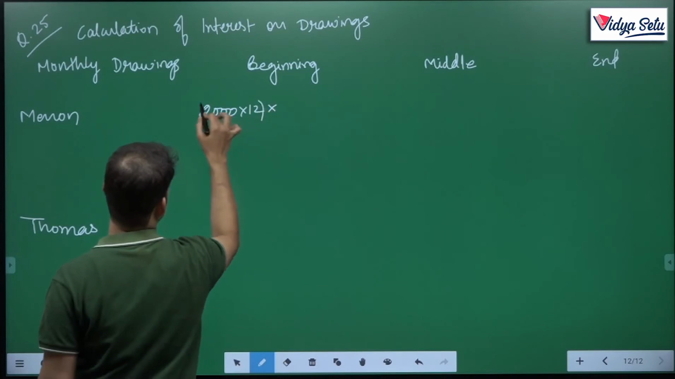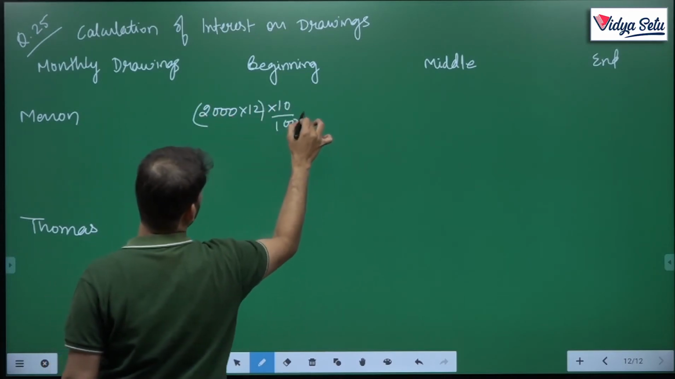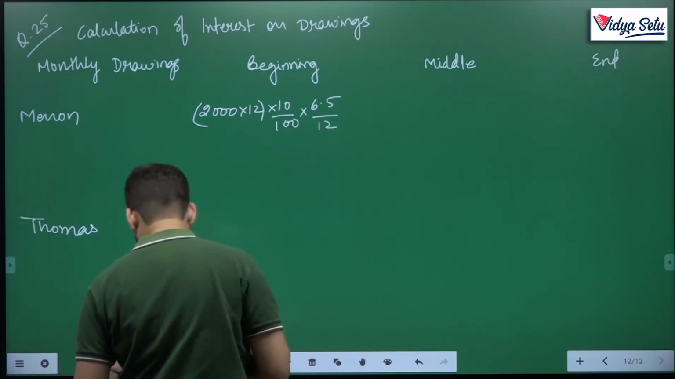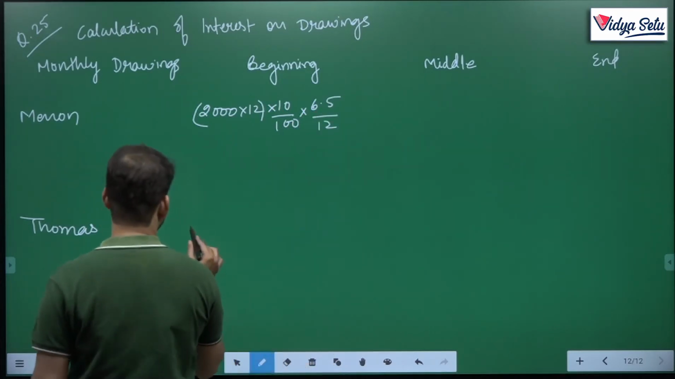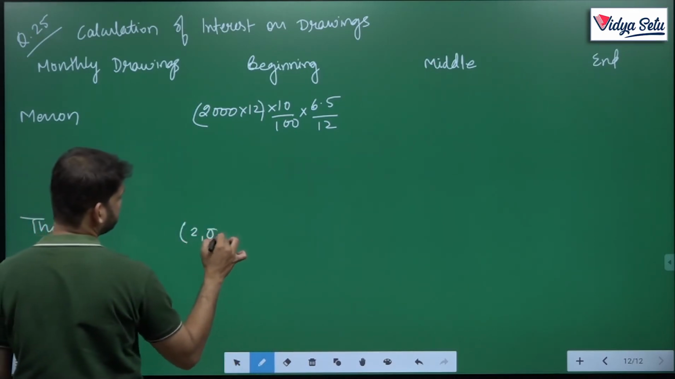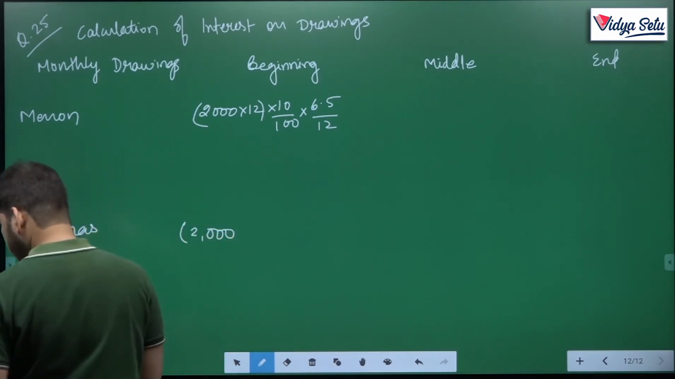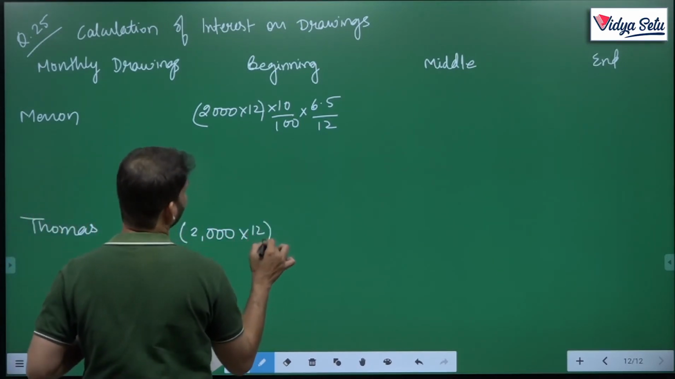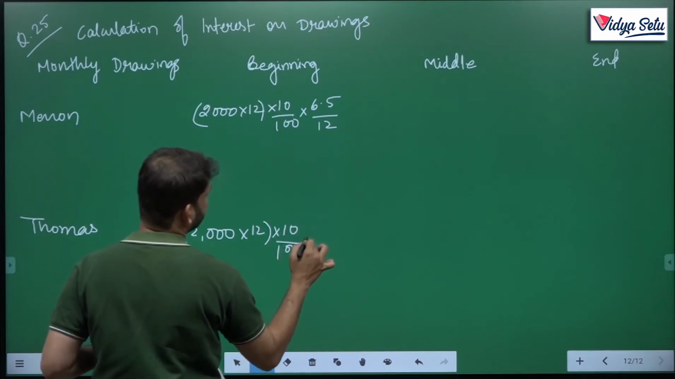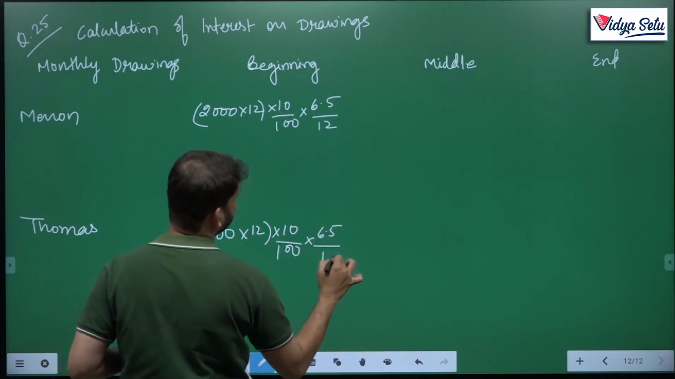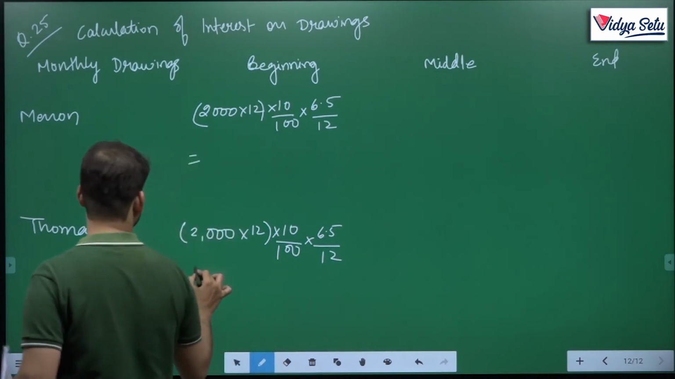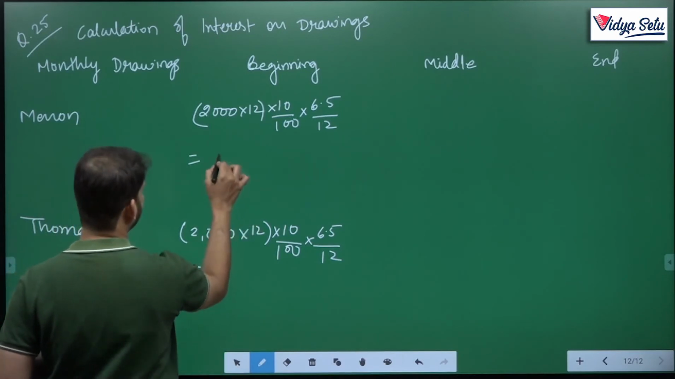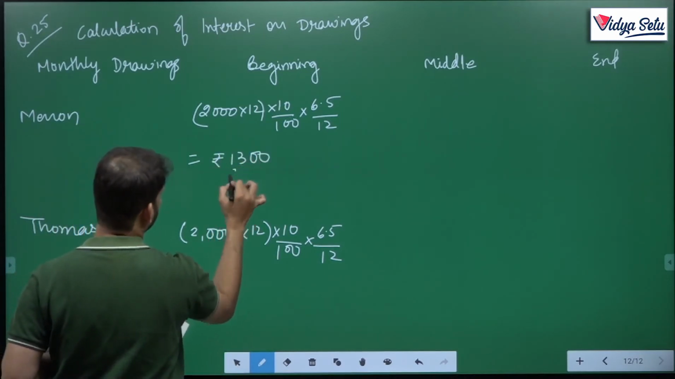The rate of interest is 10% for 6.5 by 12. Yes, 6.5 by 12. It is the same for Thomas also, he was also withdrawing 2,000. So, 24,000 into 10% into 6.5 upon 12. Let us solve this. How much do we get? We get 1,300. Same for both.